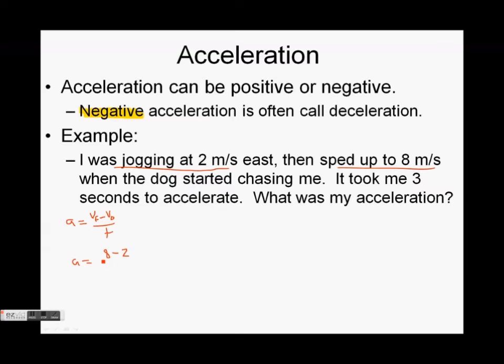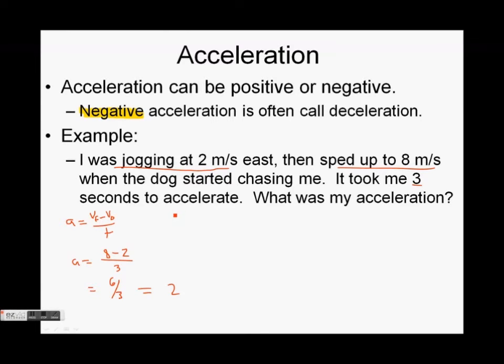I was jogging at 2 meters per second east. So 2 was my starting velocity. Divided by the time it took me to change that velocity, and it says it was 3 seconds, so divided by 3. You do the math, we get 6 over 3, which would be 2.